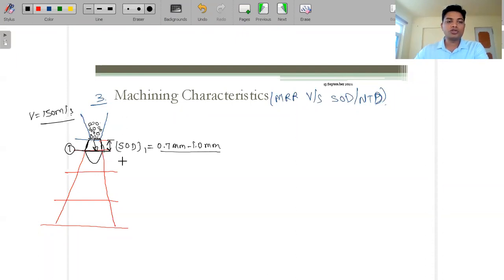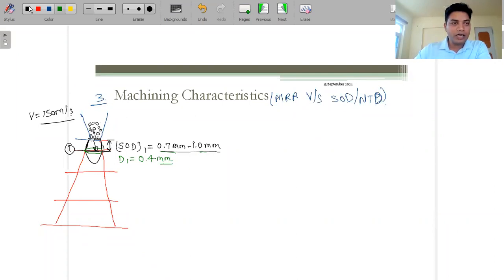The semi-sphere will look like this. If you see here, the important thing is the diameter of this semi-sphere. When we are considering the standoff distance in the range of 0.7 mm to 1 mm, the diameter will be equal to d1, which I am saying is 0.4 mm.